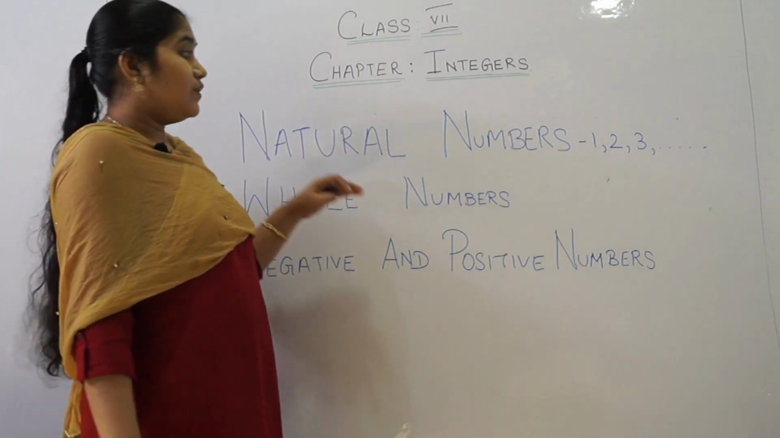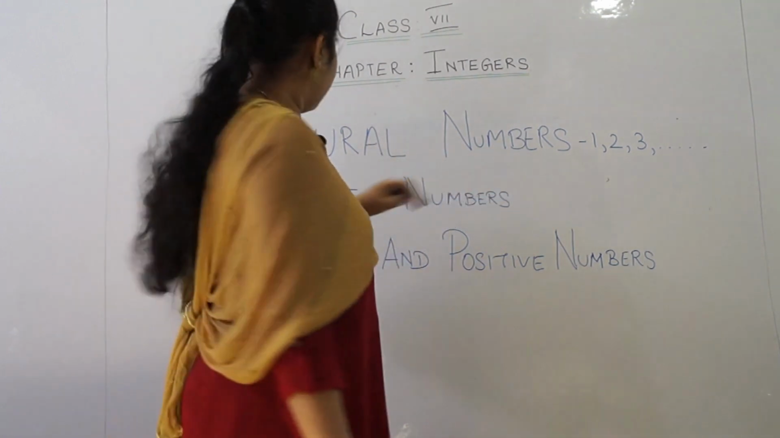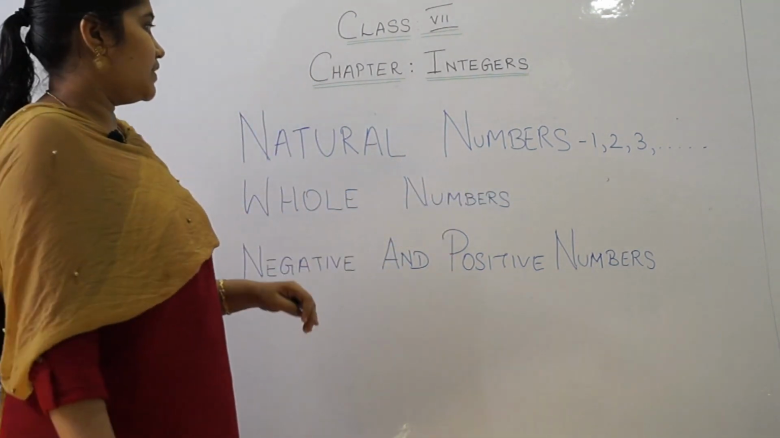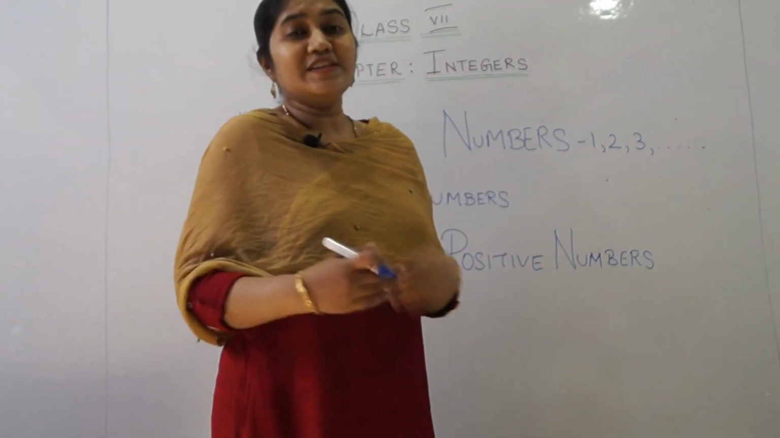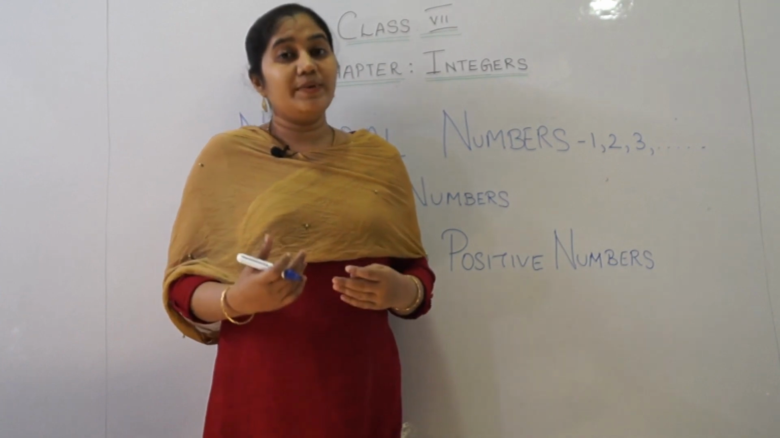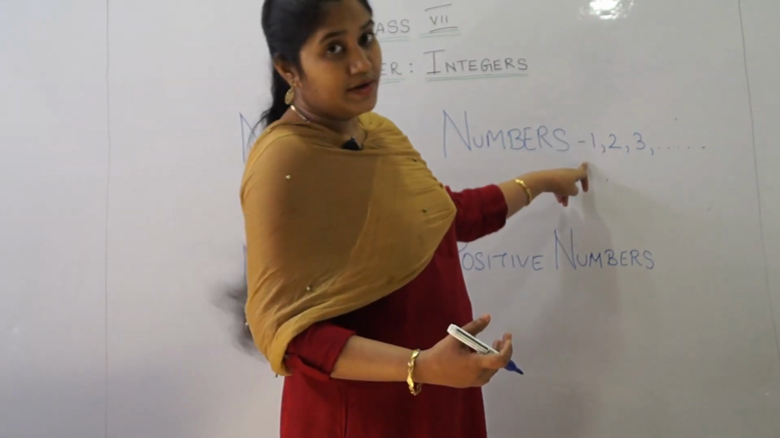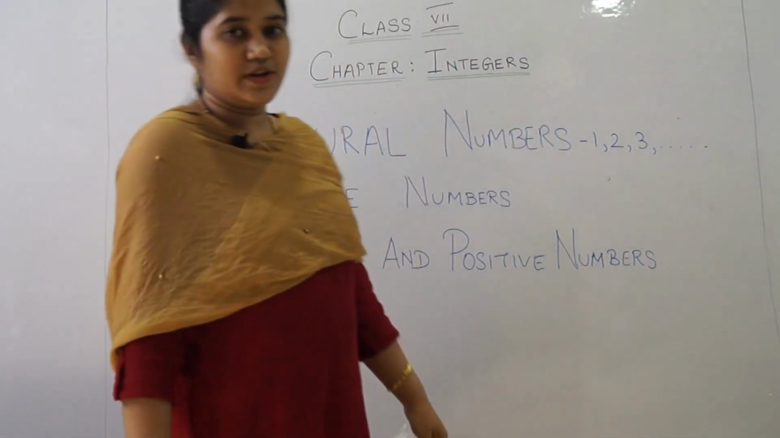Okay, so now there are different types of numbers. They are natural numbers, whole numbers, negative and positive numbers. So now what are natural numbers? When we start counting something, we begin with number 1, right? So numbers starting from 1, 2, 3 and so on are called natural numbers.